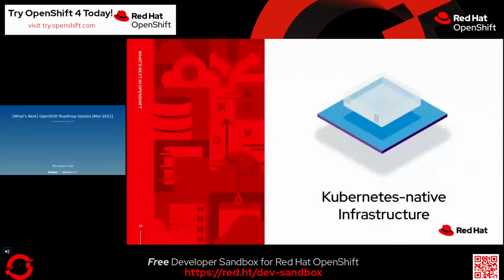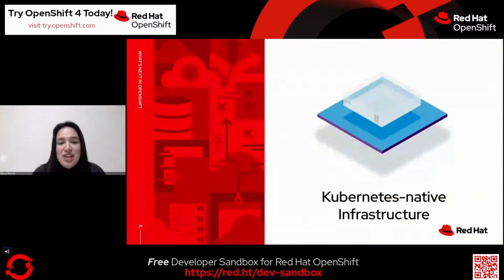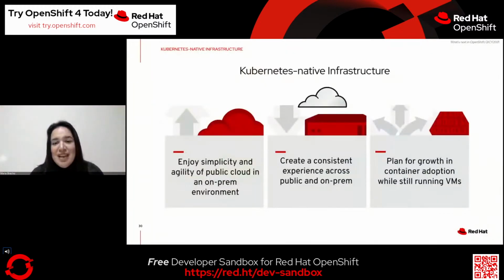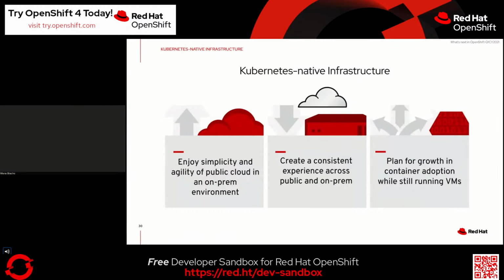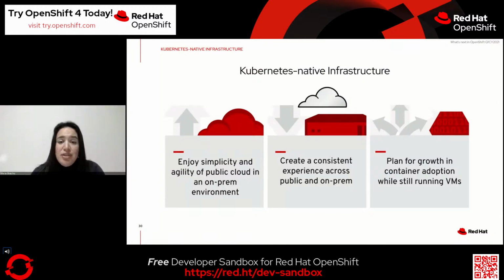Thank you. I'm Maria Bratcham. Let's switch gears and focus on infrastructure. KNI provides the simplicity and agility of the public cloud and on-prem environments, keeping a consistent OpenShift experience across both footprints. Among other things, KNI addresses container adoption growth while still running virtual machines along with containers by running OpenShift clusters on bare metal nodes. Let's continue talking about KNI on the next slide.